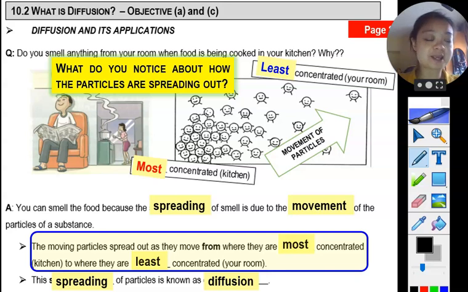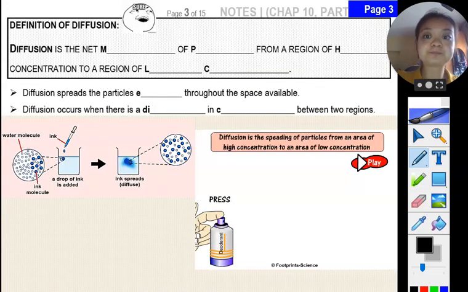Okay, so can you please take out a highlighter and highlight this second point here? This is actually very important, that in diffusion, the spreading of the particles is because the particles are actually moving from an area that has got a lot to an area that has got very, very little. All right? So now let's delve deep into what diffusion actually means.